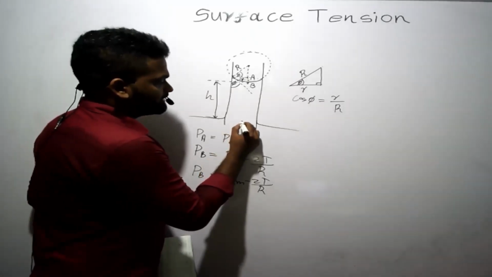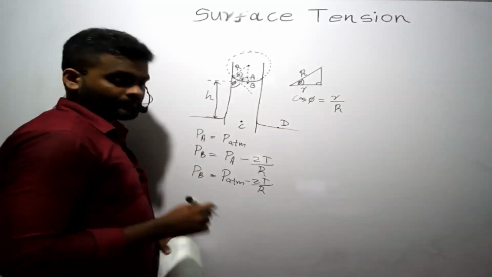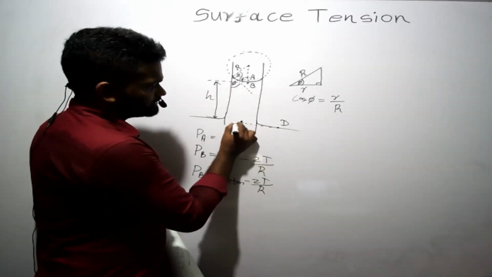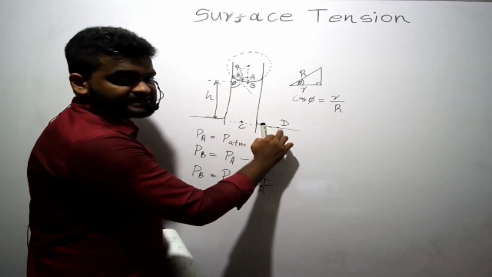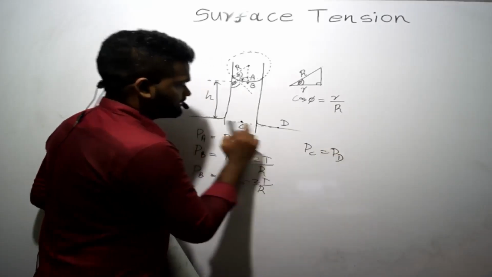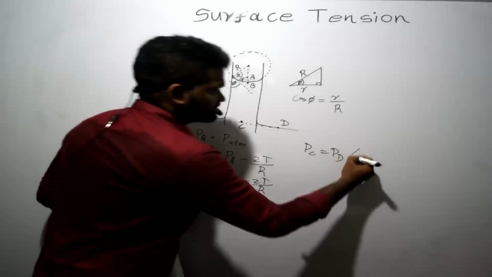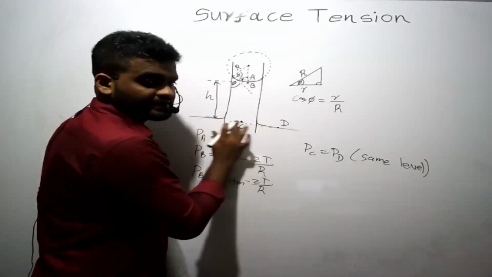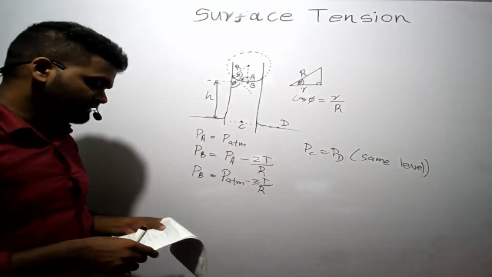Then let's consider this level, C and D. Let's say this is C and this is D. So this is at the same level, right? There is no meniscus here. So pressure here and pressure here are the same. It is only hydrostatic pressure. PC equals PD. Because same level, right? There's no surface tension acting on these two. So at the same level, pressure also is equal. PC equals PD.